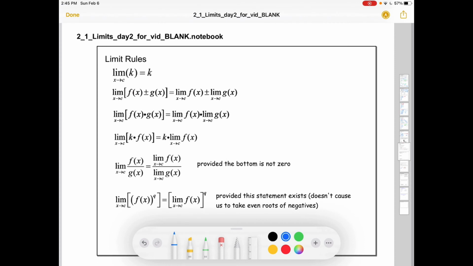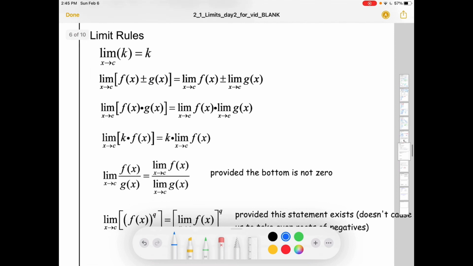The last nitpicky thing we'll deal with in this video is limit rules. And limit rules are actually pretty intuitive. If you had to make them up yourself, you'd probably make them exactly as they are. The limit of a constant is a constant. So the limit as x goes to whatever on the number 3 is 3. 3 is always 3, no matter what.